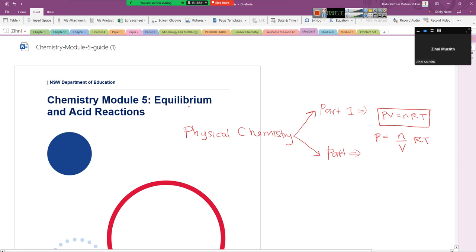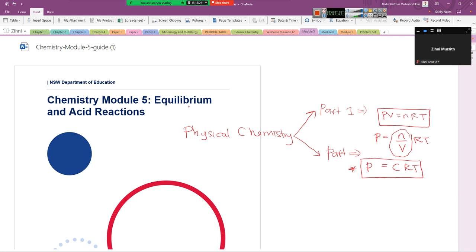I have just brought this volume to the denominator of the right hand side, right? So now we know P is equal to n divided by V, which is nothing but concentration, CRT. So we can transform this equation to this also. Sometimes we will require this equation also. So we will be studying some equations here in this equilibrium.